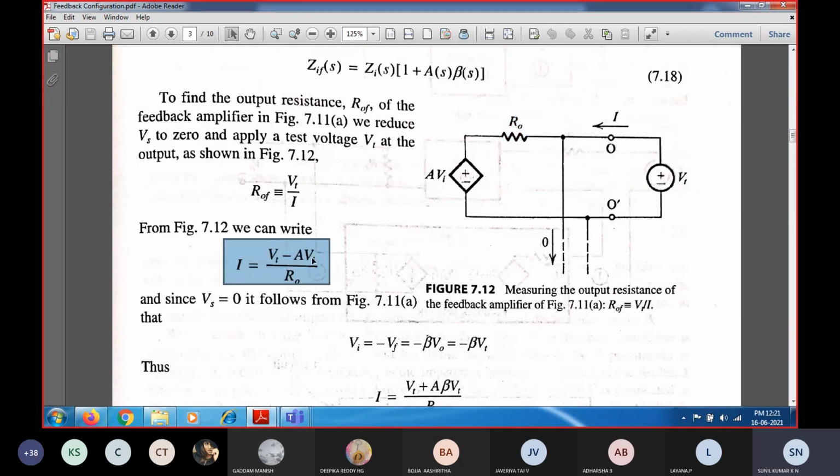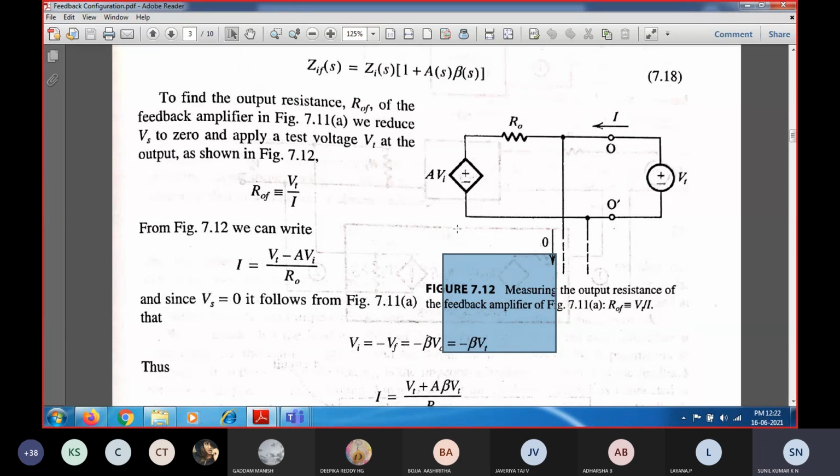So what is Vi? We need to find it. Vi is the difference of the source voltage and the feedback voltage. The source voltage we have set to 0, so Vi is equal to Vs minus Vf, which is just equal to minus Vf. Since the source voltage is set to 0, the input voltage will be just the negative of the feedback voltage, minus Vf. And what is Vf? The feedback circuit is there, for which Vf will be equal to beta times V naught.